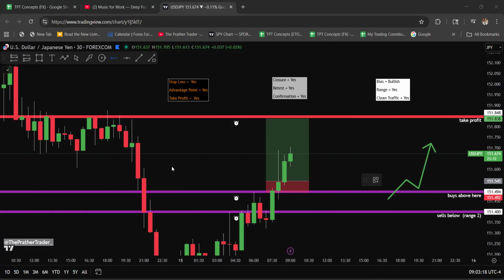9:03 a.m. See if you get that NYSE open. Some buyers come in and push up. You see price fill this wick. Like I said, if price fills this wick, I think it'll continue going up. And we explained why we entered this position. Remember, clean traffic to the left.